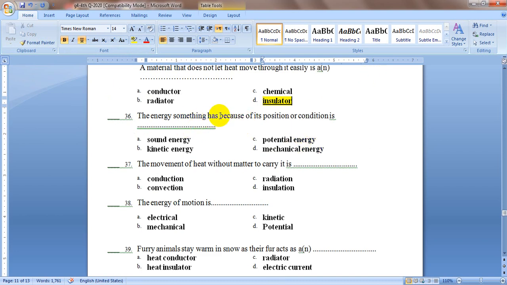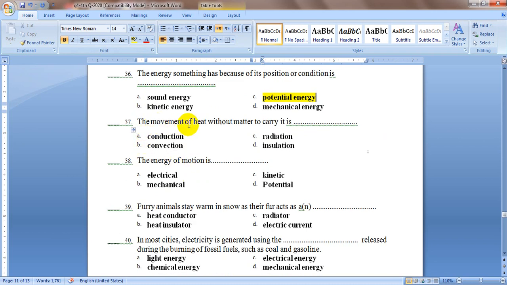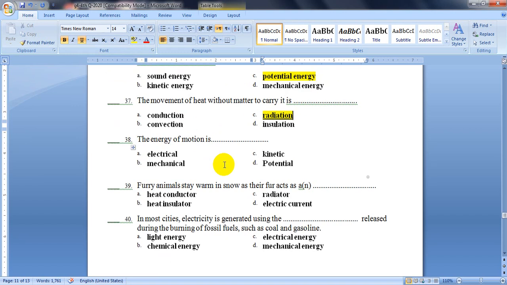36. The energy something has because of its position or condition is, the object is not moving, so it has sound energy, kinetic energy, potential energy, or mechanical energy. The energy of position is potential energy. 37. The movement of heat without matter to carry it is conduction, convection, radiation, insulation. There is no matter to carry it, so it is radiation.